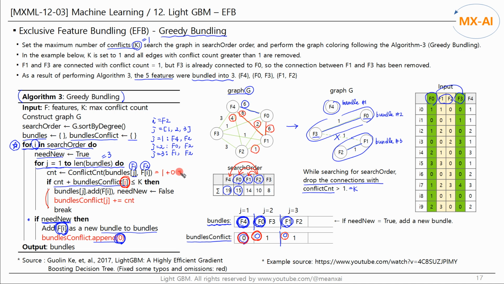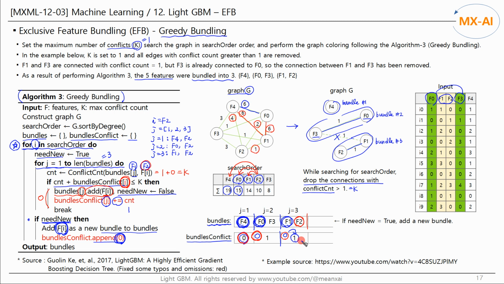So this time these steps are performed. Add F2, which is Fi, to the jth bundles list this way. The third space contains 2 elements. This is what .add means. And update the need-new variable to false. Then add the CNT variable value 1 to the jth element of the bundle's conflict list. The third element in the bundle's conflict list is then updated from 0 to 1.